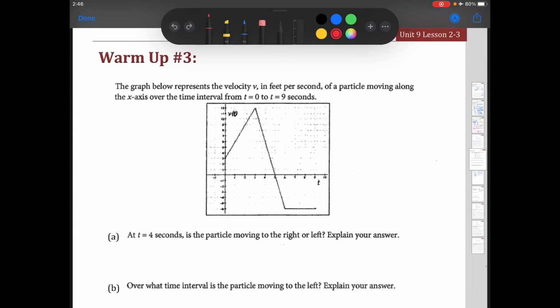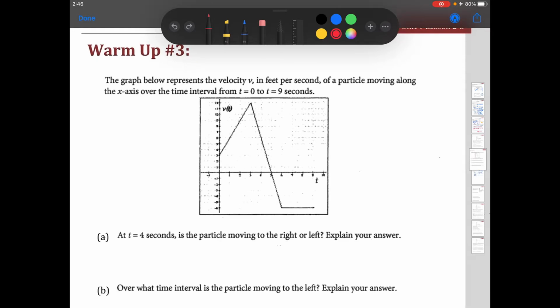It's giving us the graph below represents the velocity v in feet per second of a particle moving along the x-axis over the time interval from t equals 0 to t equals 9 seconds. So again, the first thing to identify anytime you're given a question is what kind of graph is it? Is it a position graph or a velocity graph? Here, if you look at it, it says up here also it is a velocity graph.